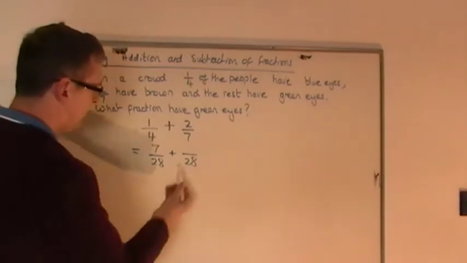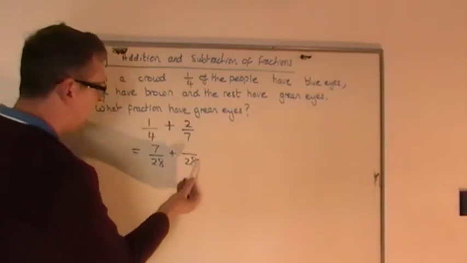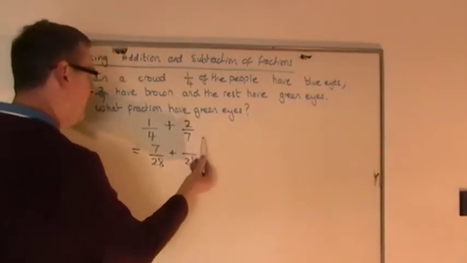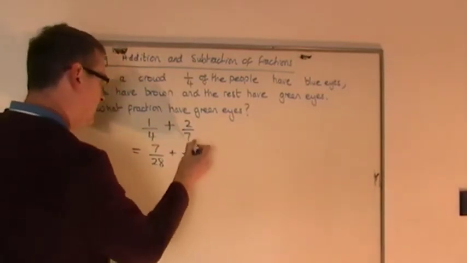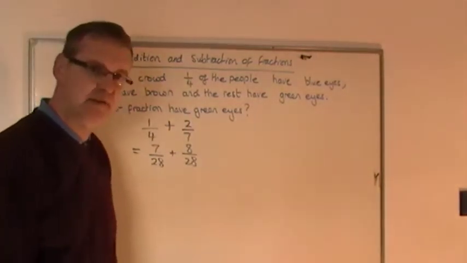Do the same thing for the other one. Times the 7 by 4 to get 28. Times the 7 by 4. So you times the top by 4 as well to get 8. So 8 over 28 is exactly the same as 2 over 7.